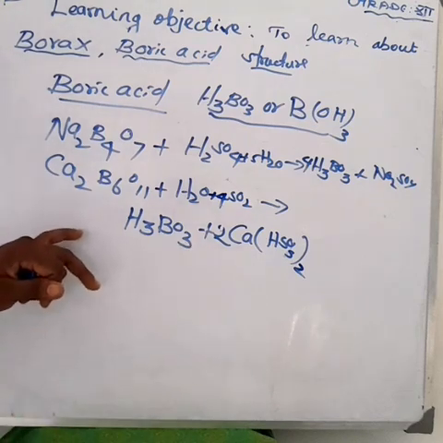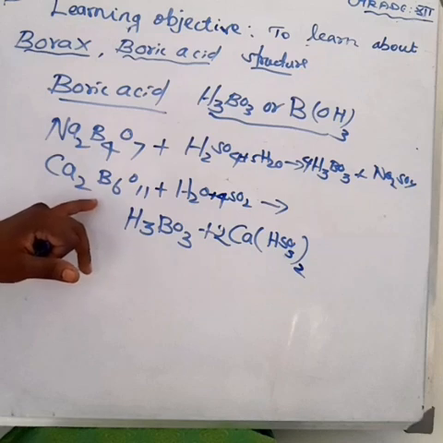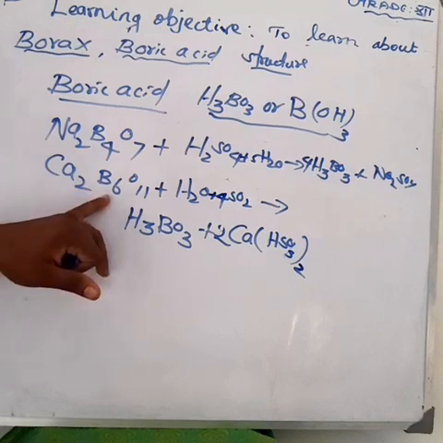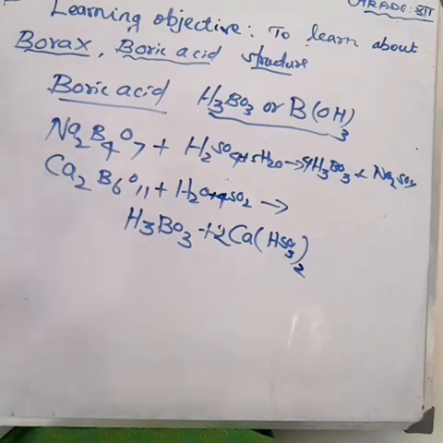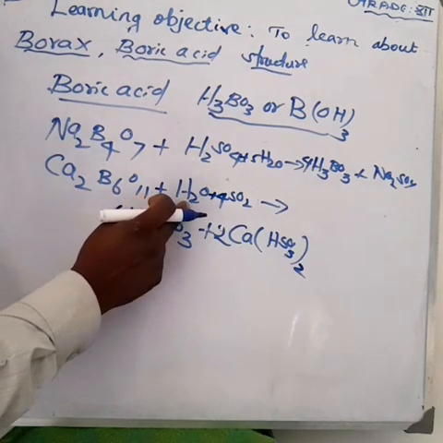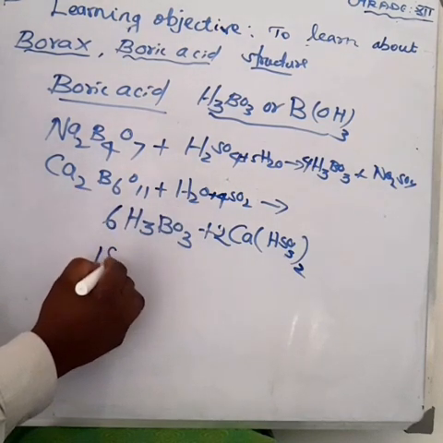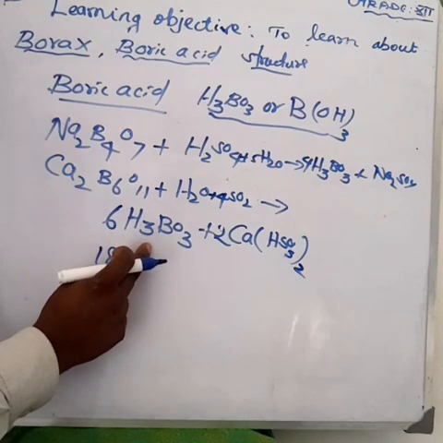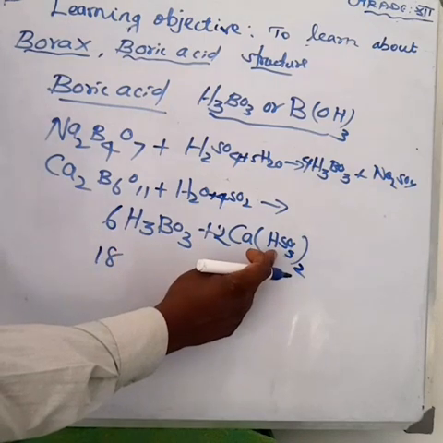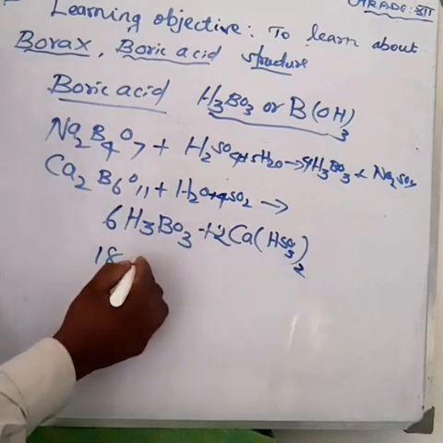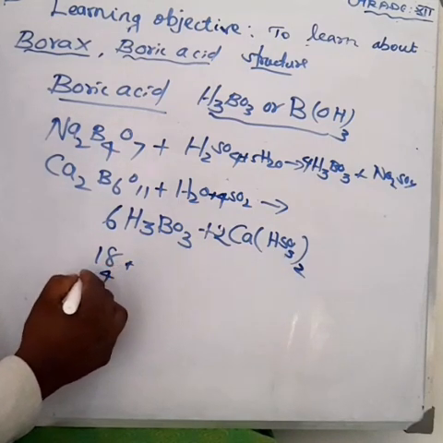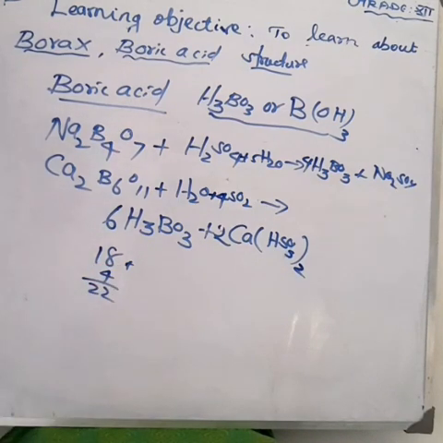Next, we have to balance boron. How much boron is there? 6 boron. So make it 6 here. Now boron is also balanced. Yes or no? Next, what about the hydrogen? Here, 6 threes are 18. 6 into 3 is equal to 18 plus 2 into 2 is equal to 4. So make it 4 here. We get 22 hydrogen. How much hydrogen? 22 hydrogen.